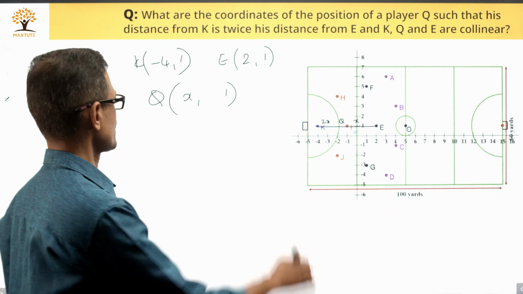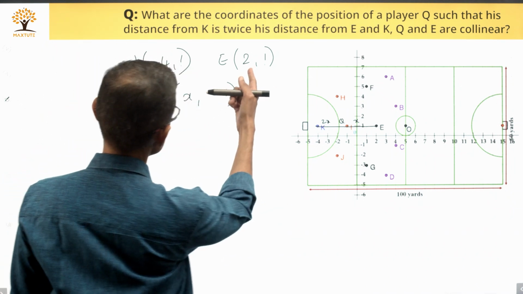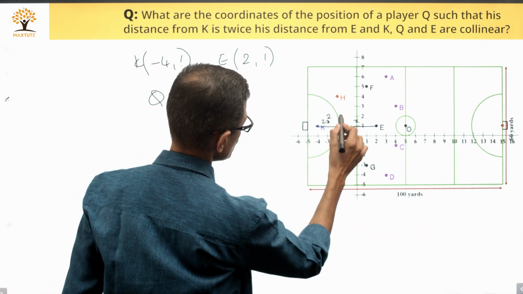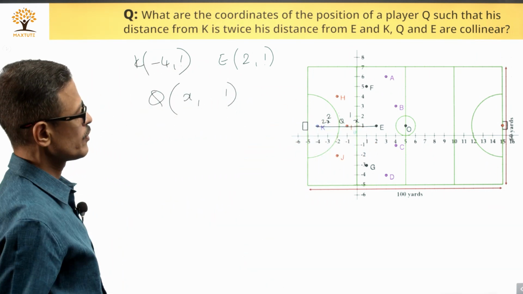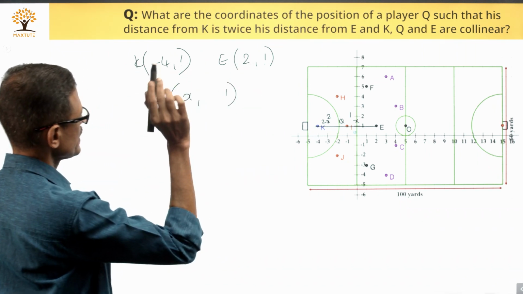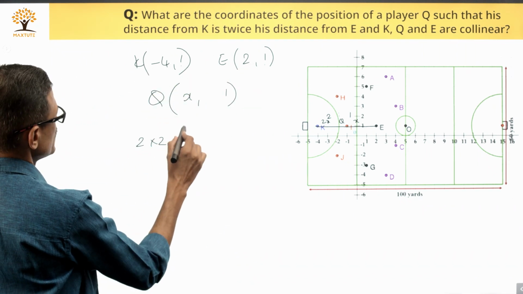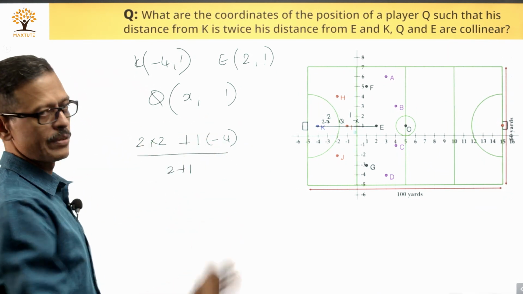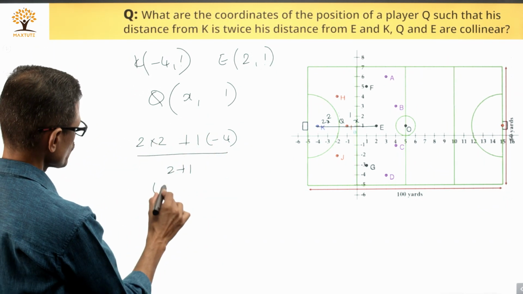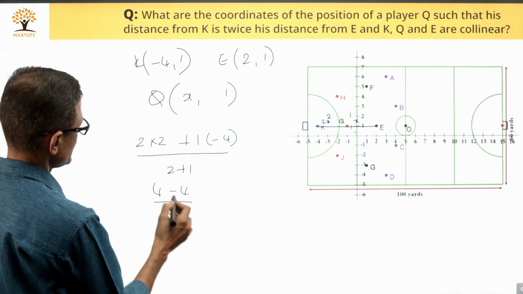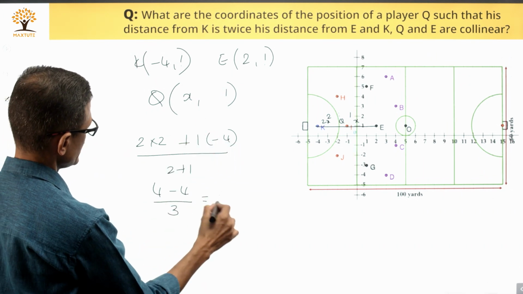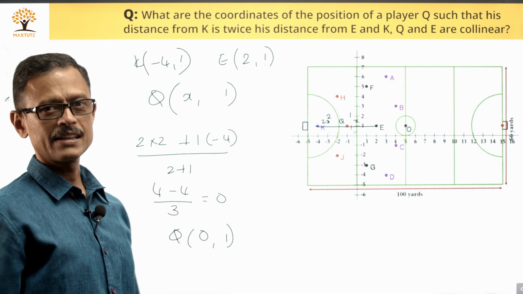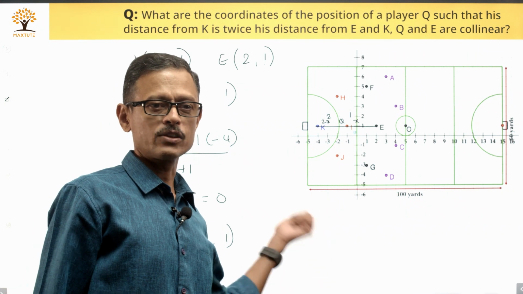Now, finishing off this question, right? So essentially, we just look at it, that it is going to divide it in the ratio of 2:1. Q is going to divide KE in the ratio of 2:1. Look at it only for the x coordinate, 2 into 2 plus 1 into minus 4 divided by 2 plus 1 is going to be the x coordinate of this point, which is 4 minus 4 divided by 3, which is equal to 0. So, coordinates of point Q are 0 comma 1. Done. We have done and dusted. This is all the time it should take to solve this question.